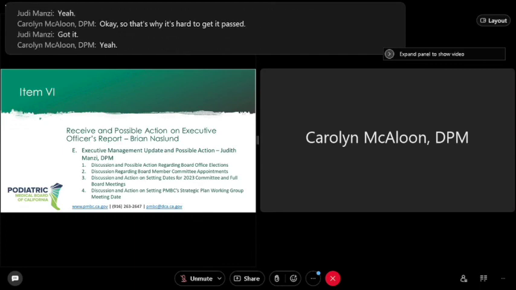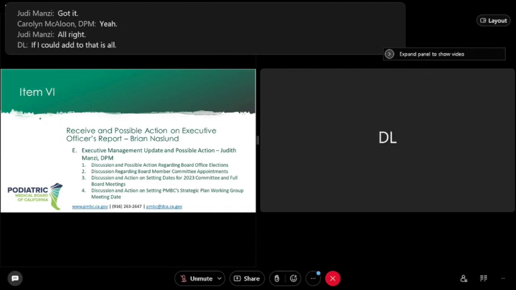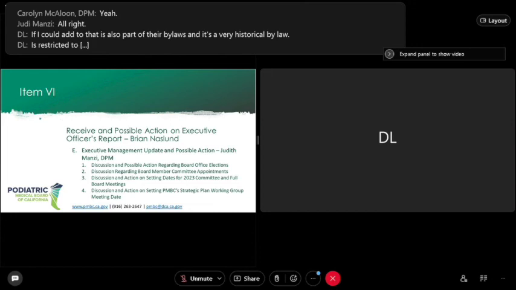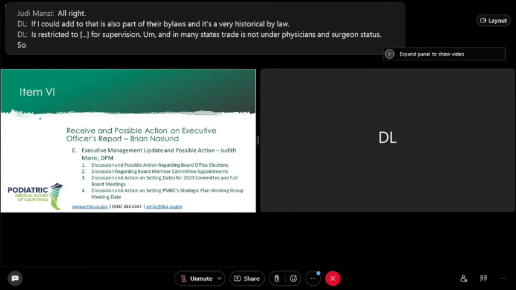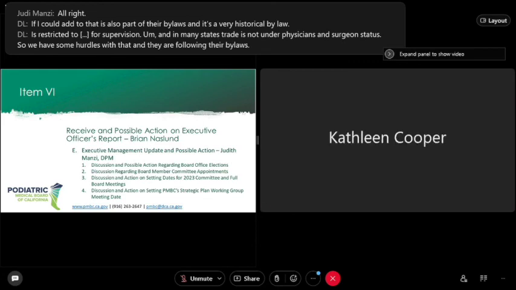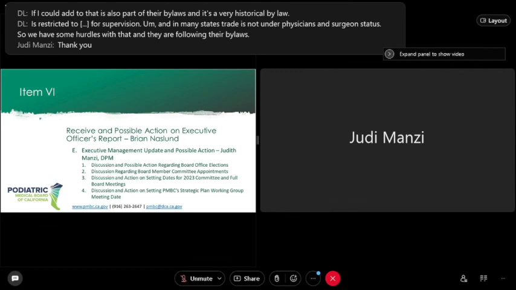If I could add to that, it is also part of their bylaws, a very historical bylaw, where supervision is restricted to MDs and DOs. And in many states, podiatry is not under physician and surgeon status. So we have some hurdles with that, and they are following their bylaws. Thank you, because we do get quite a few requests for that information. I never know how to answer it.